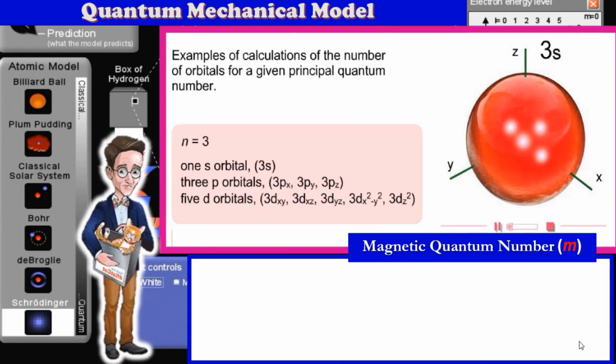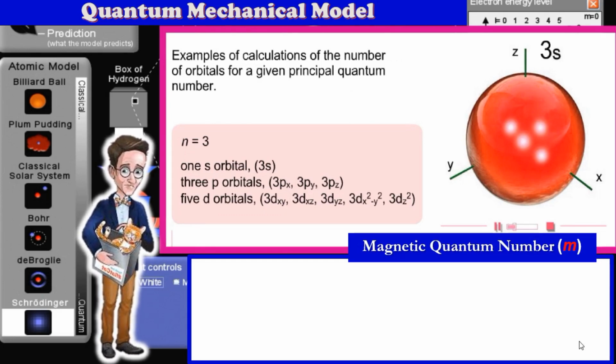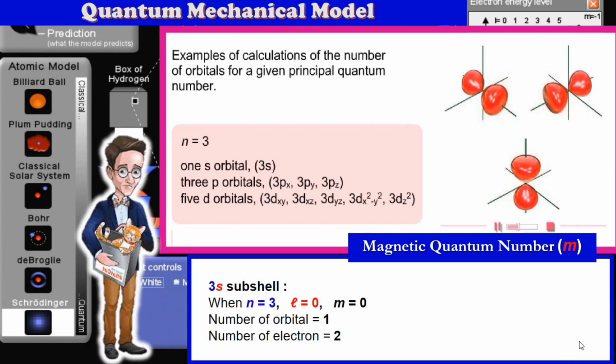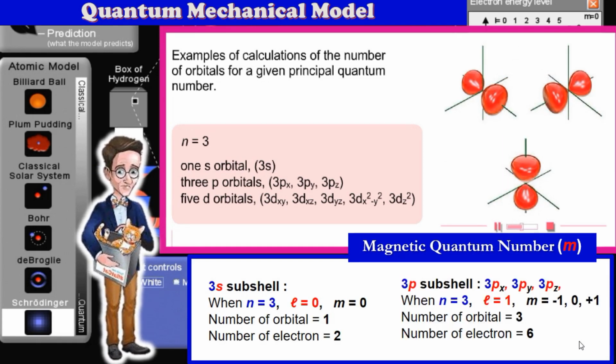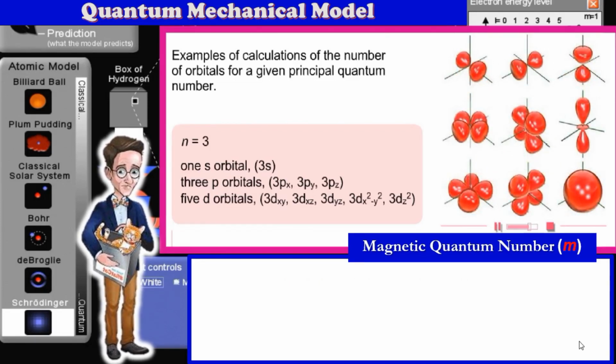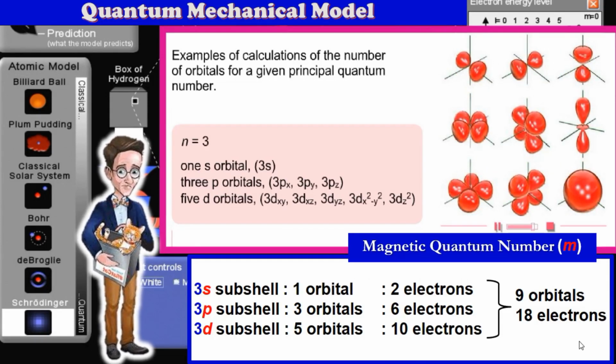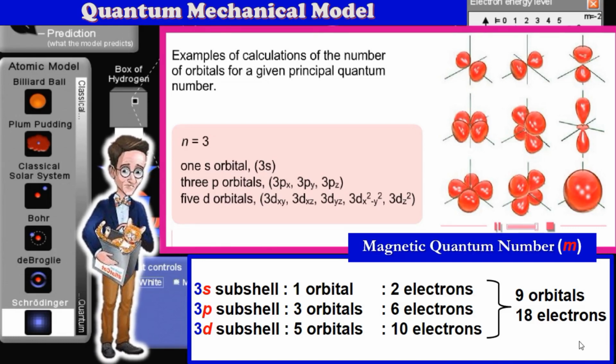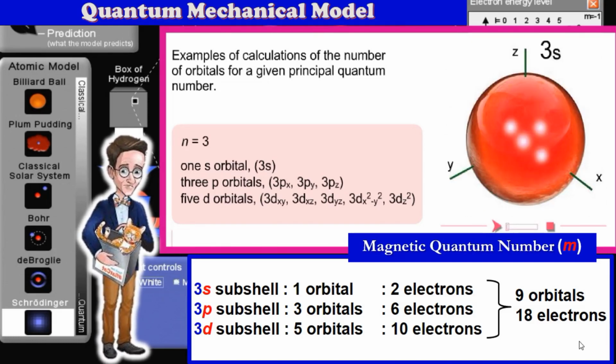In a similar way, we will find out that in the third quantum level, there are 1 s orbital, 3 p orbitals, and 5 d orbitals. The total number of orbitals is 9, and the maximum number of electrons is 18.